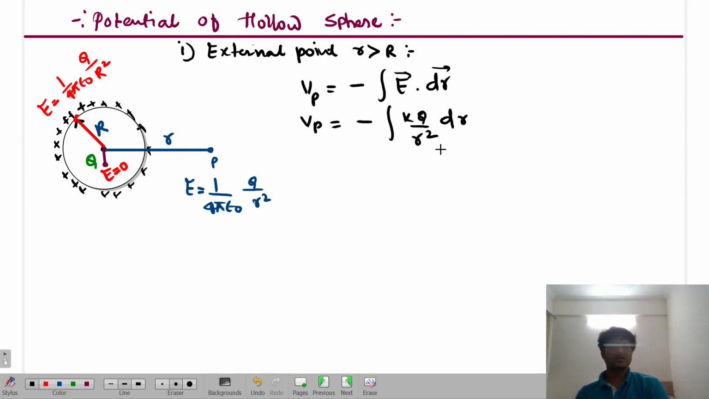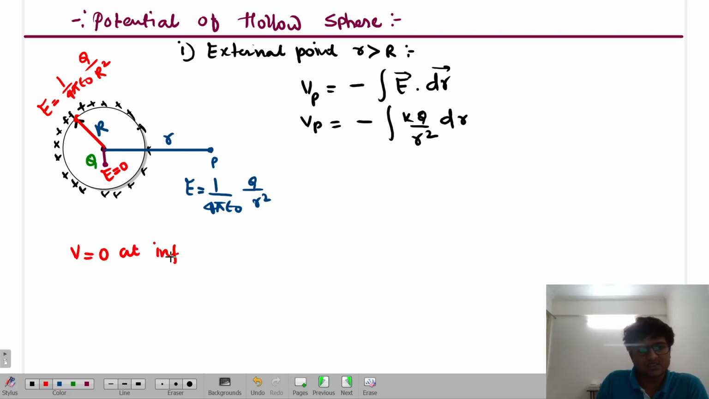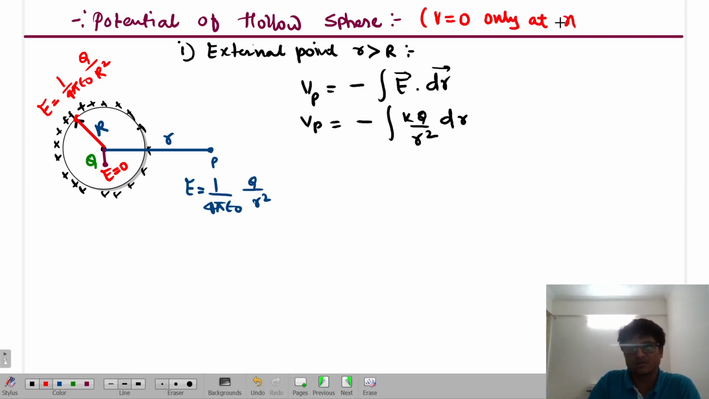R square and dot dr, isn't it? But look over here. If I want to utilize this potential concept, I told you that day that potential is 0 at infinity, isn't it? Potential is 0 where? At infinity. So basically, according to logic, this is the important thing which I should write: that potential is 0 only at infinity, normally.